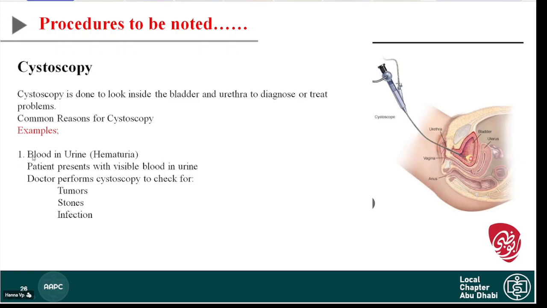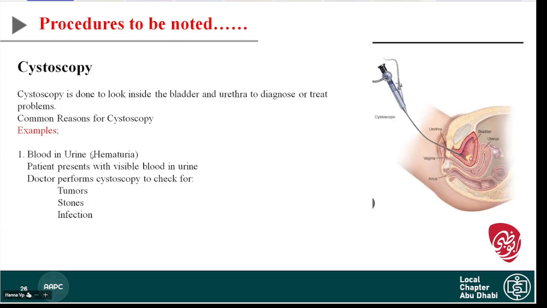First of all, blood in urine, hematuria. We have heard about it. This is one of the most common conditions in urinary system disease. So the patient presents with visible blood in urine, and definitely doctors want to perform a cystoscopy. They have to check the reason behind this blood. Maybe it's a stone, maybe a tumor, maybe some other infection. So this is one of the reasons behind cystoscopy.